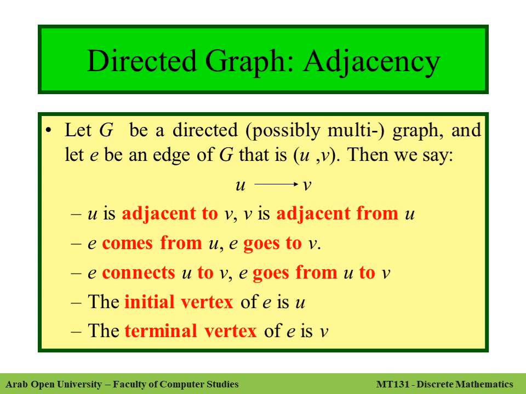So here is some of the terminology we use for directed graphs. U is adjacent to V. V is adjacent from U. The directed edge E comes from U and goes to V. E connects U to V, or E goes from U to V. The terminology that we will use a lot is that the initial vertex of this directed edge E is U, and the terminal vertex is V.